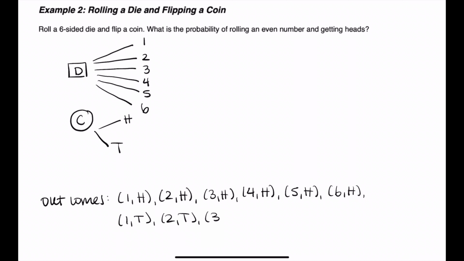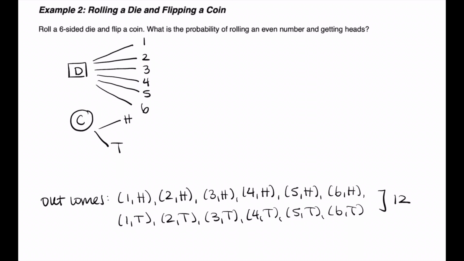So what we're asked for here is the probability of rolling an even number and getting heads. Out of our 12 outcomes, we're looking for an even number. The even numbers between 1 and 6 on a 6-sided die would be 2, 4, and 6. And which of those also include getting heads? That would be the 2 heads, 4 heads, and 6 heads.